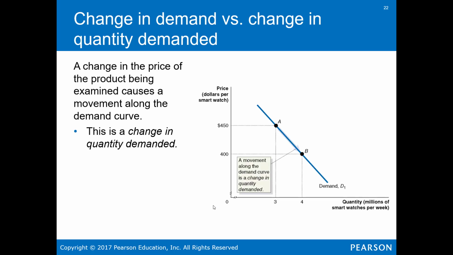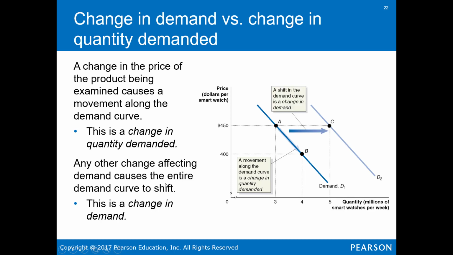A change in price of the product being examined causes movement along the demand curve. I can't say this enough. A change in price in the same market for the same product only causes movement from point A to point B. It does not cause a shift right or left in the curve. A change in price is just a change in quantity demanded of that product. So if the price goes from $450 to $400, we move along the curve and instead of 3 million smartwatches per week, we demand 4 million smartwatches per week.